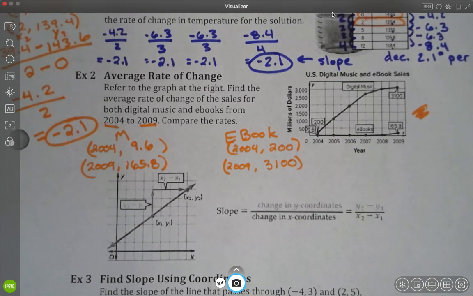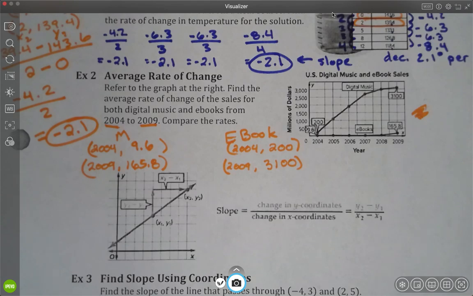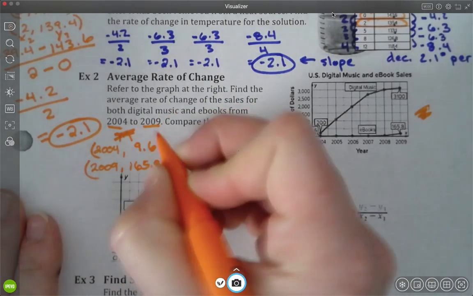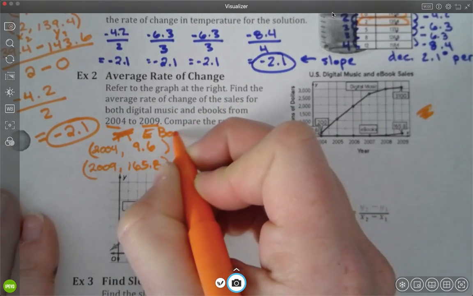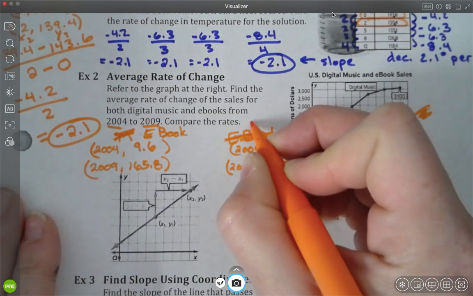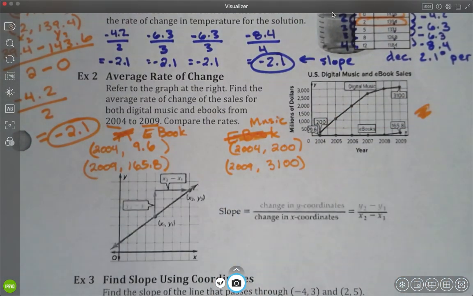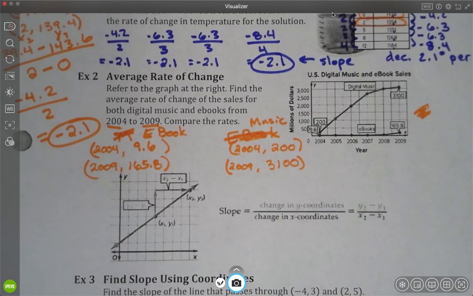We did that. What? The ebook numbers should be on music and music should be on ebook. Oh, okay. Ebook, sorry, ebook. And this guy is music. I've labeled them wrong. You're right. I was just seeing if you were paying attention. And you got, yeah, right. So, we have this switched around.